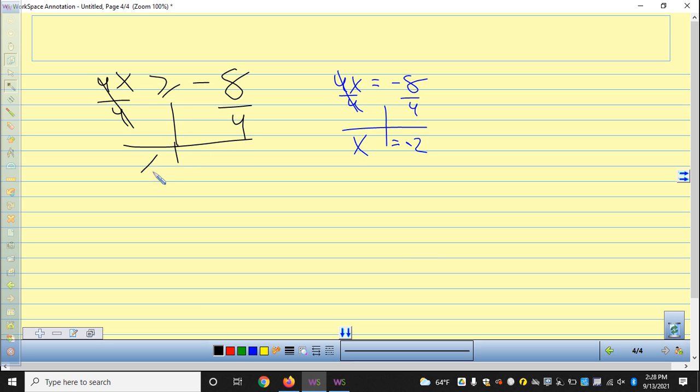Those go away. X. Am I dividing both sides by a positive, by a negative? No. Even though this 8 is negative, I'm dividing both sides by a positive. So my arrow doesn't switch. Because the 4 that I'm dividing on both sides is positive. Even though this is negative, I'm dividing both sides by a positive number.